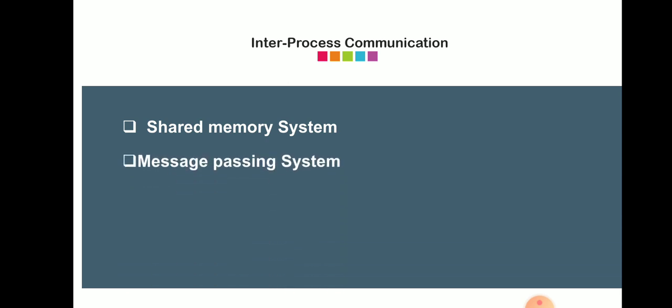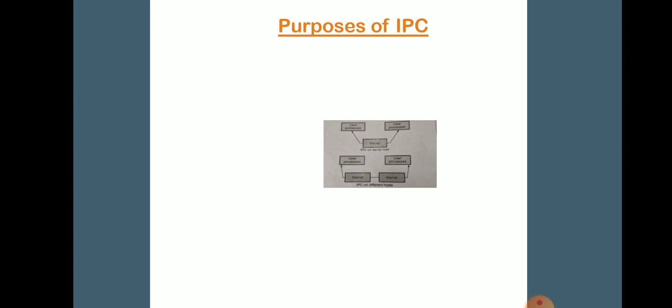Now what are the purposes of inter-process communication? Inter-process communication uses, firstly, shared memory, and second, message passing. First we have to discuss the purposes of inter-process communication. As shown in the diagram, IPC works across different hosts. Now first is data transfer.